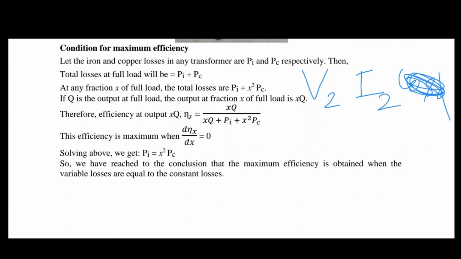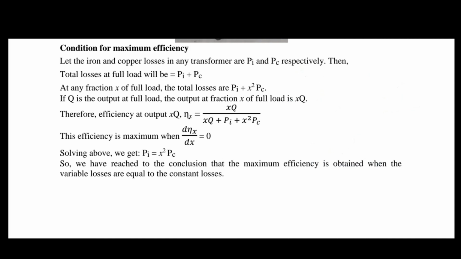So if the full load current is flowing, it's good enough, but if the fractional load current is flowing, then this is x I2. So if this V2 I2 is Q, then it becomes xQ. Okay, is this clear to you? When we will be doing the numericals of these types, it will be more clear. Okay, so at the moment it is clear. So now we have to just apply this formula.